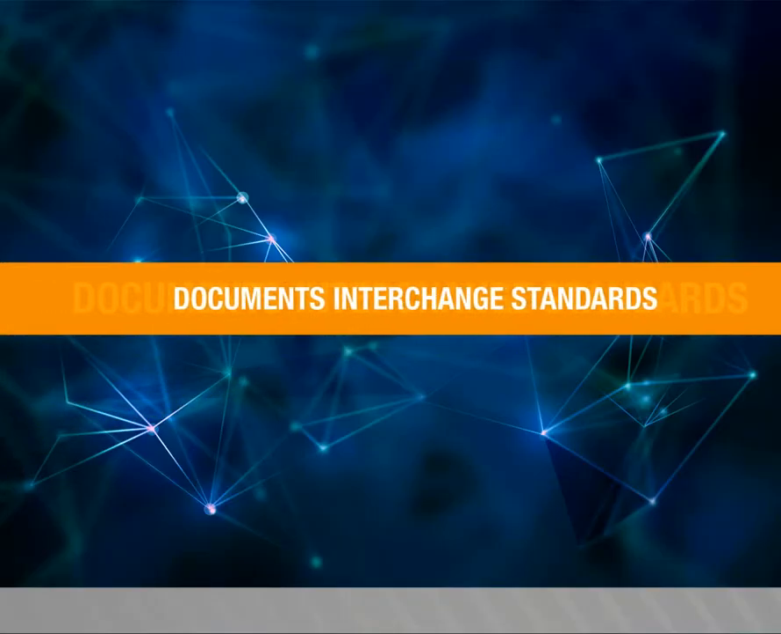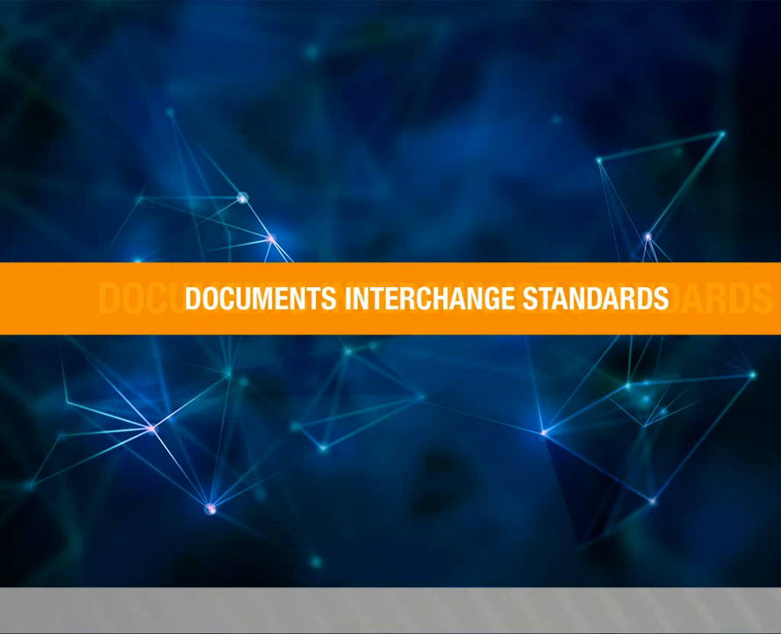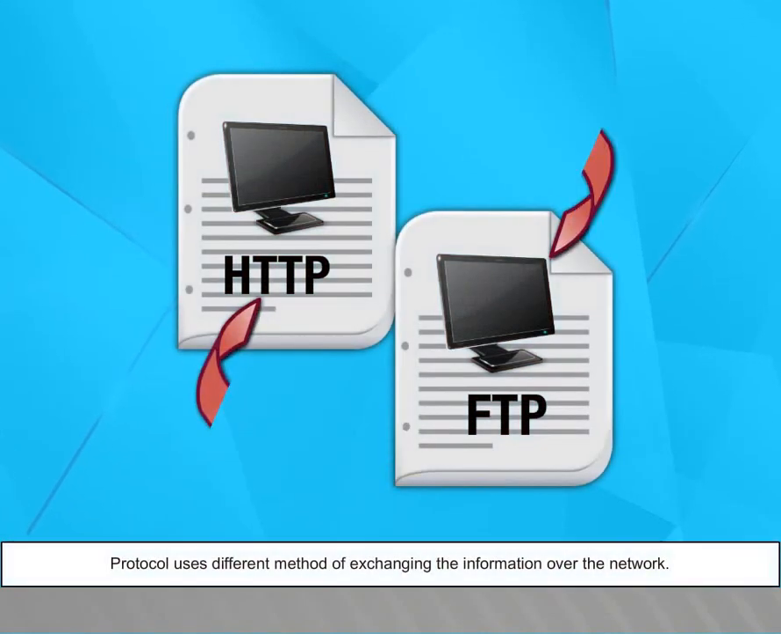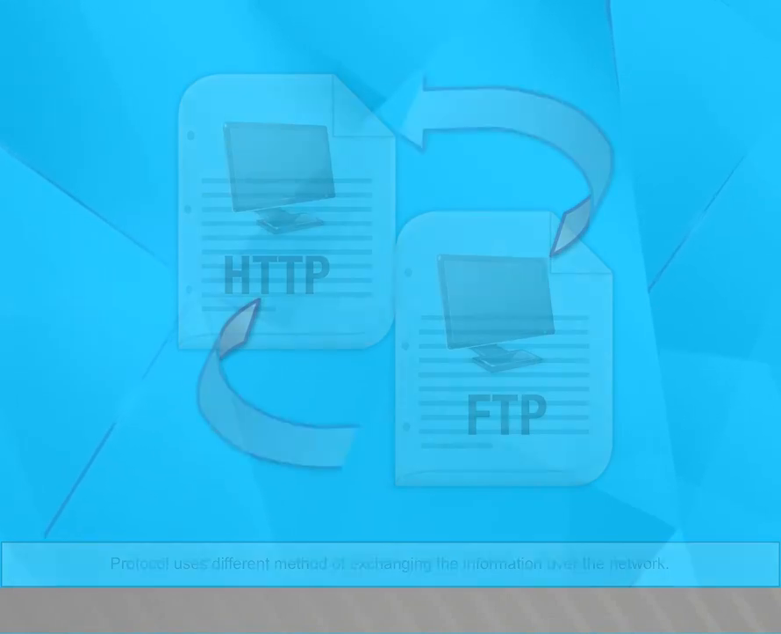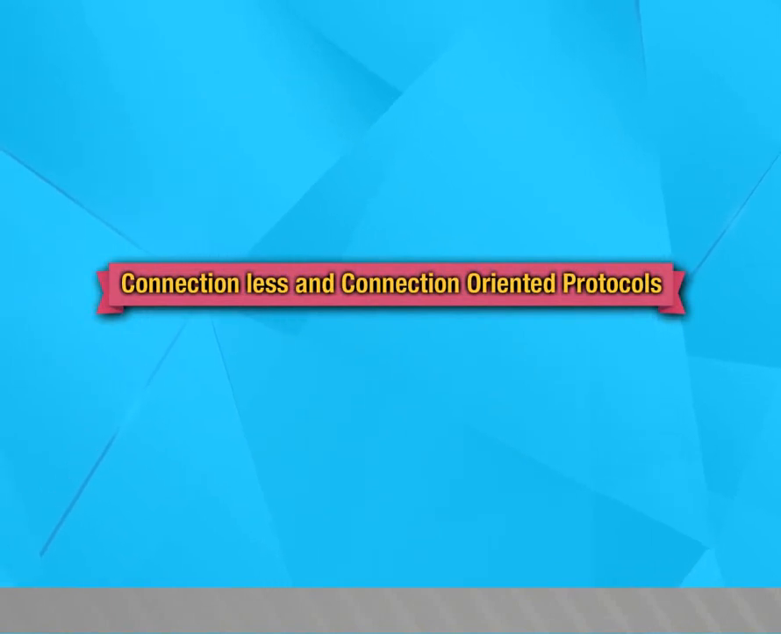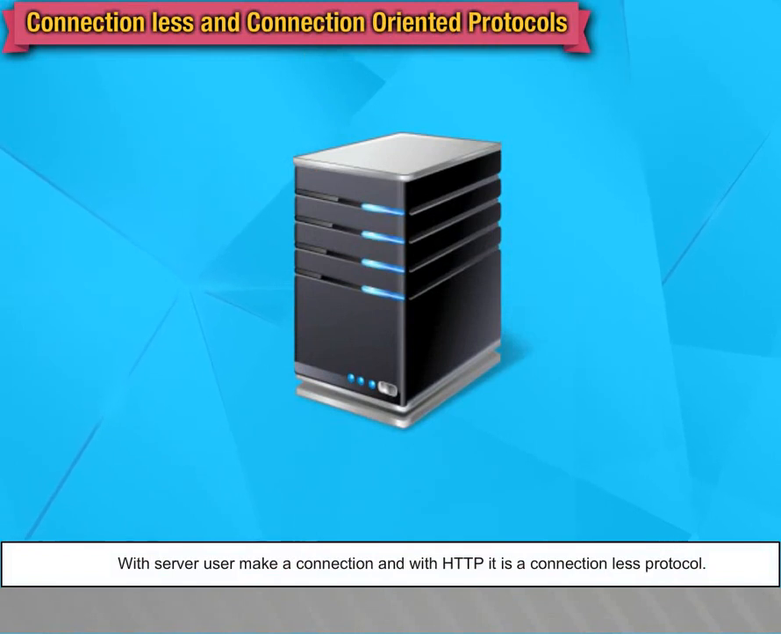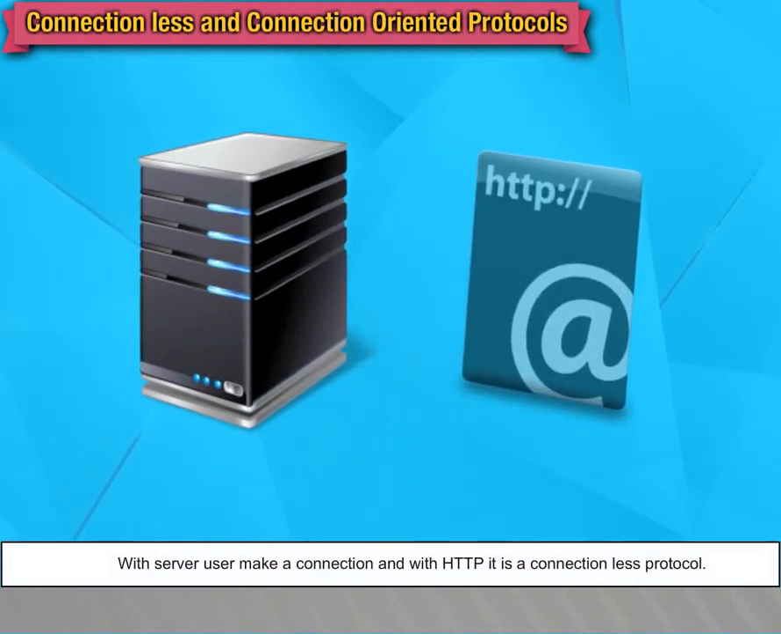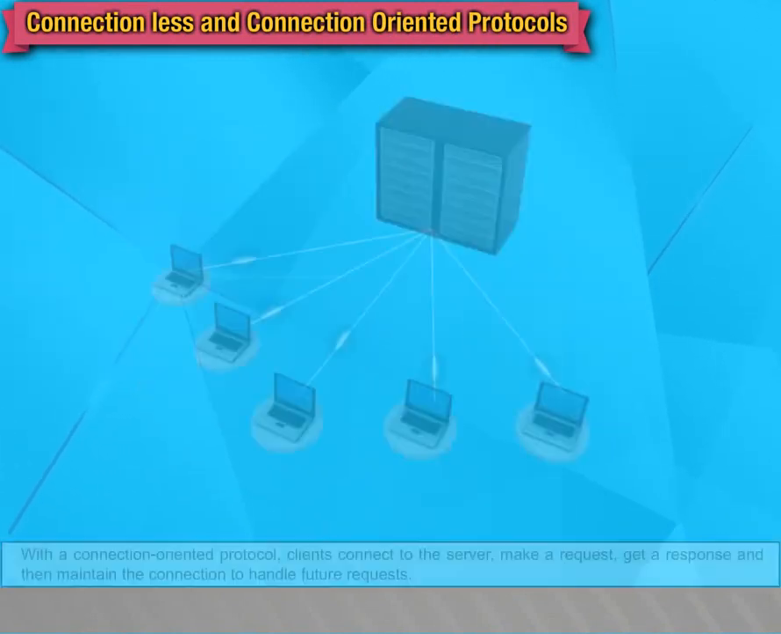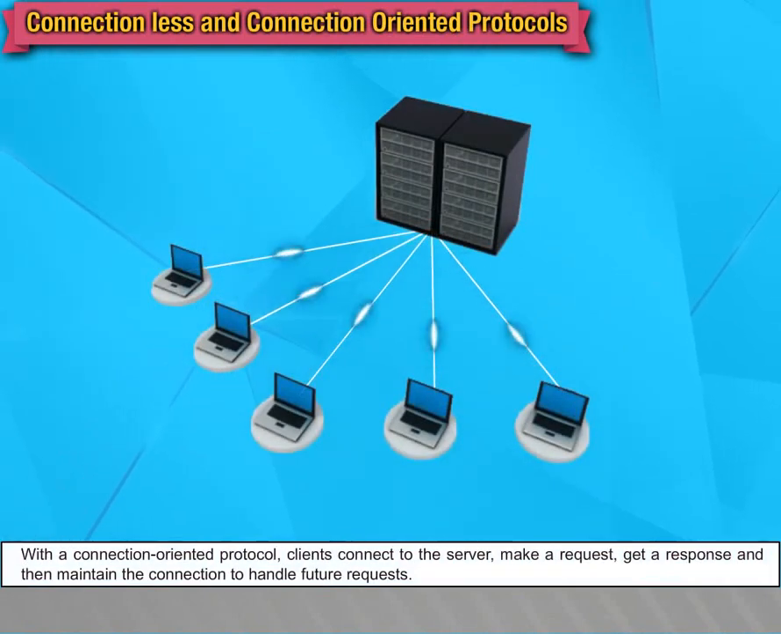Documents Interchange Standards. In this video, we are going to learn about Documents Interchange Standards. Protocols use different methods of exchanging information over the network. Connectionless and connection-oriented protocols. With a server, the user makes a connection, and HTTP is a connectionless protocol. With a connection-oriented protocol, clients connect to the server, make a request, get a response, and then maintain the connection to handle future requests.